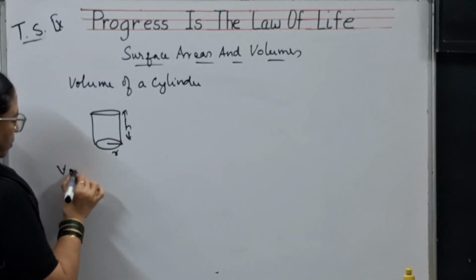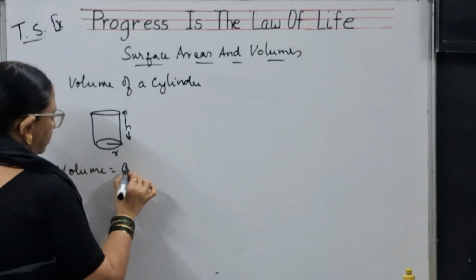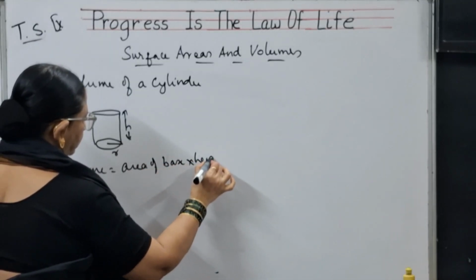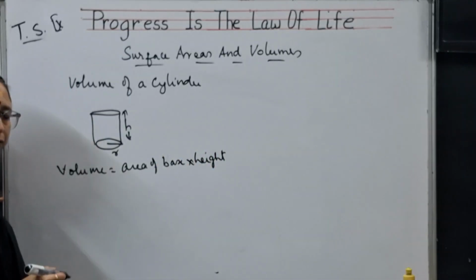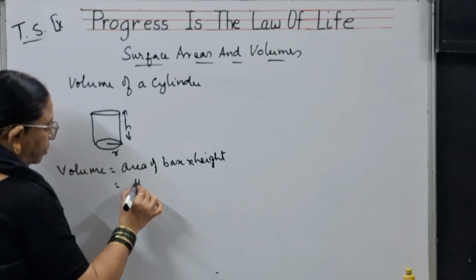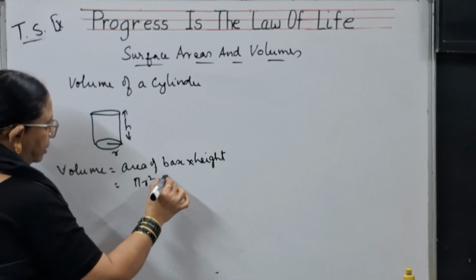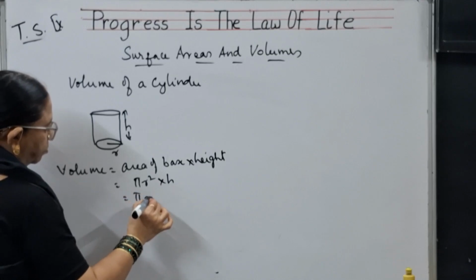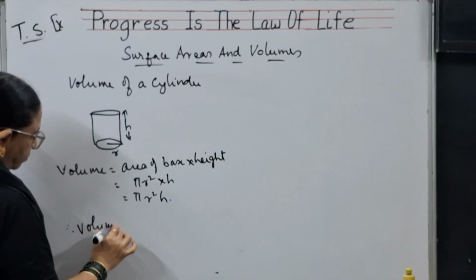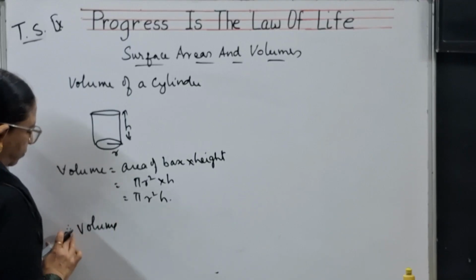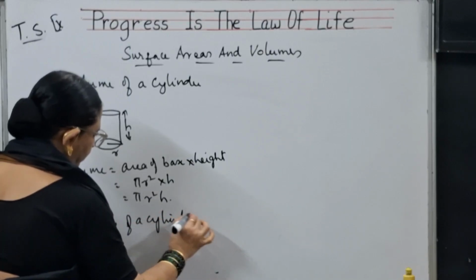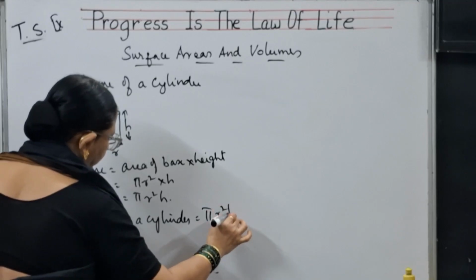Now generally the formula for volume is area of base into height. This is the formula for volume. Now here area of base is in the form of a circle. So it is pi r square into height h. So the formula is pi r square h. Therefore volume of a cylinder is equal to pi r square h.